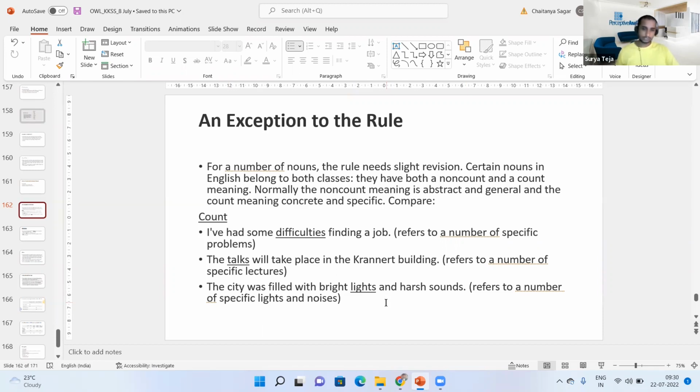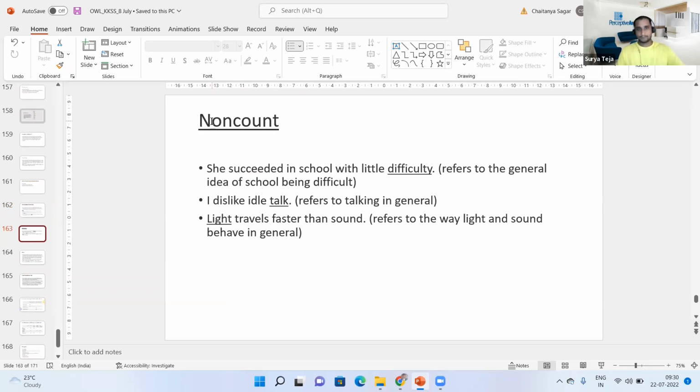Those are certain exceptions where, if we are talking about a non-count noun specifically, and the things are in multiple numbers and can be distinguished from one another, then we can use the non-count noun in a count sense. We'll see the same non-count nouns and how they can be used in a non-count sense. Here they have been used in a count sense. Now we'll see the non-count sense. These three examples belong to the non-count sense.